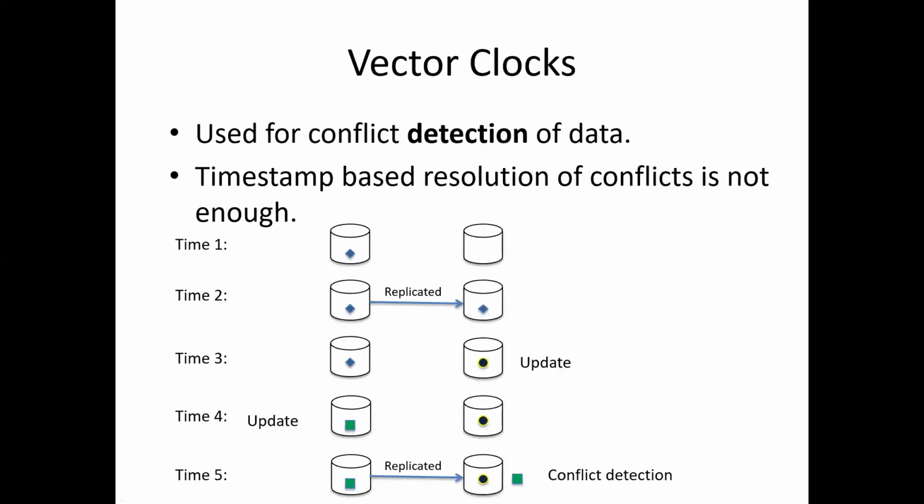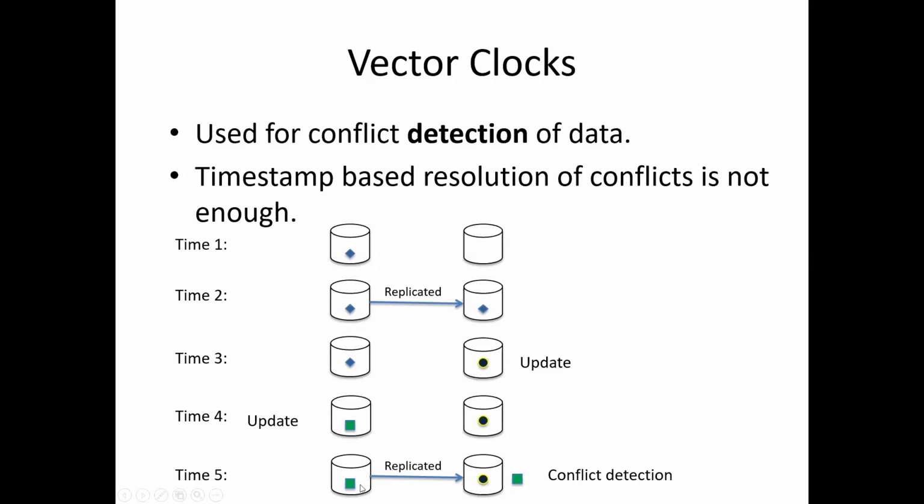So then you have something called a vector clock. This is used for detecting conflicts in data gathering or data accessing. So timestamp-based resolutions will be used for this. So let's say that at time t1, database A has an item here. At time t2, this item gets replicated. At time t3, the replicated item gets updated. At time t4, there is an update to the original item, right?